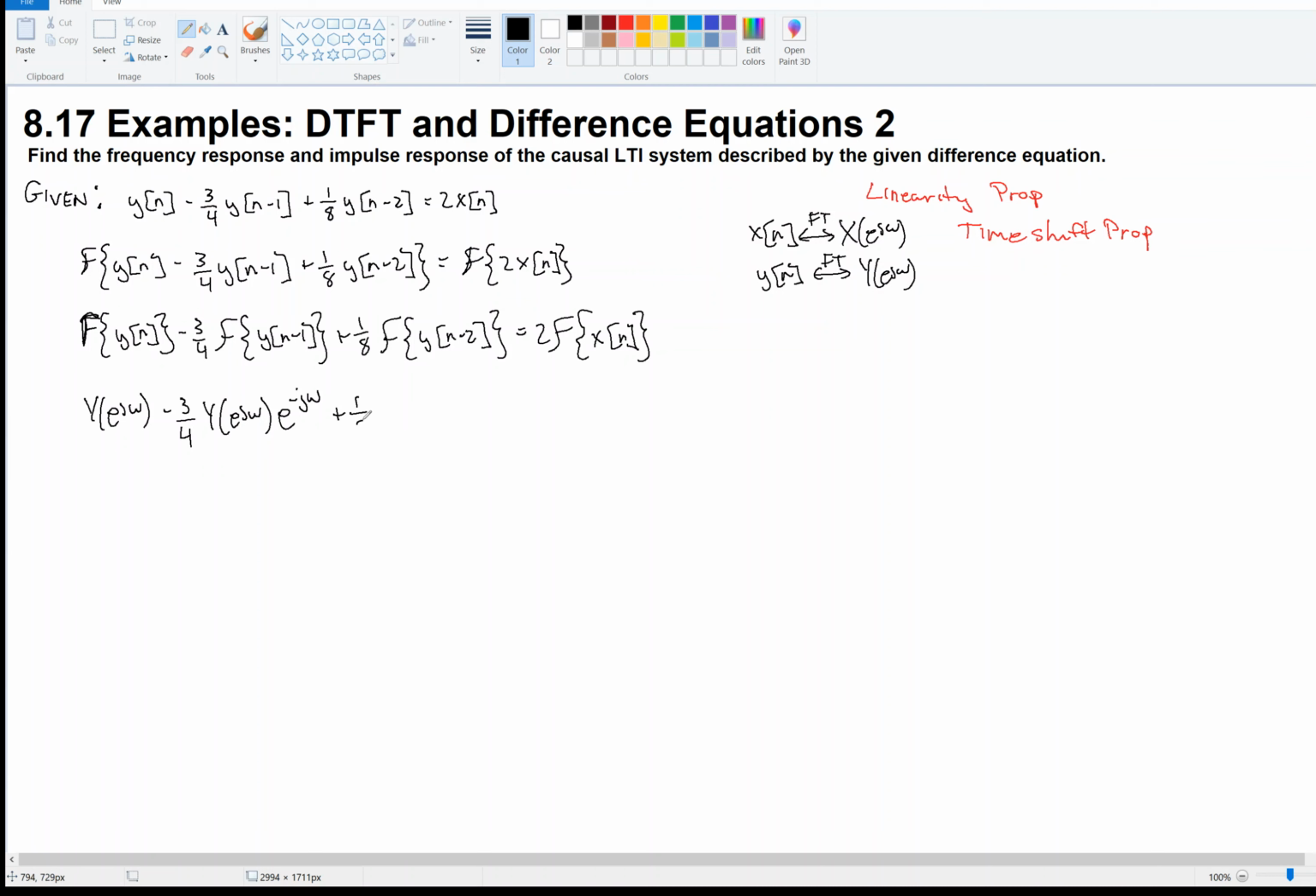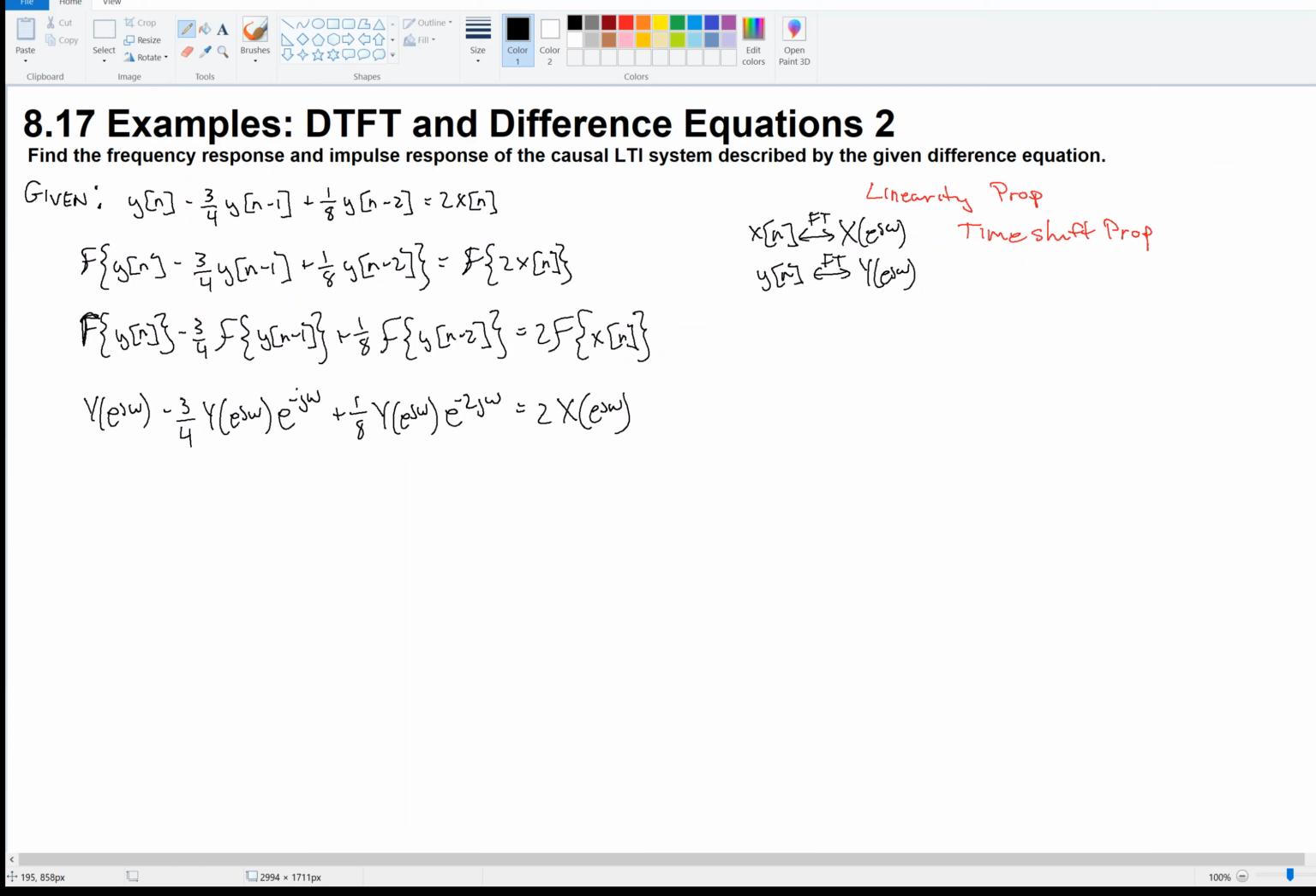Plus 1/8. Here's the timeshift property again. So take my Fourier transform, capital Y, and then multiply by e to the minus j omega times the delay. So there's a delay of 2 there. So I'm going to write e to the minus 2 j omega, like that, equals 2 times capital X.